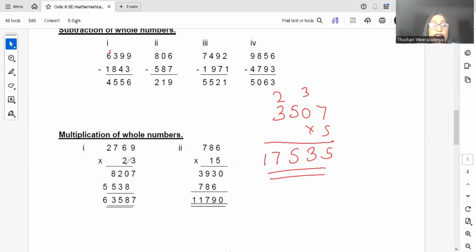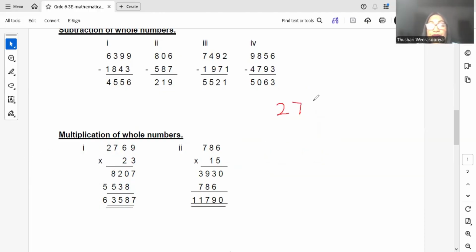Now we go to two-digit numbers. I'll explain this again. There's a printing mistake on this one, so look at my one. Now when you have 23, do you know the 23 times table? Even I don't know. I don't know how to multiply with 23 because you don't know the 23 times table.